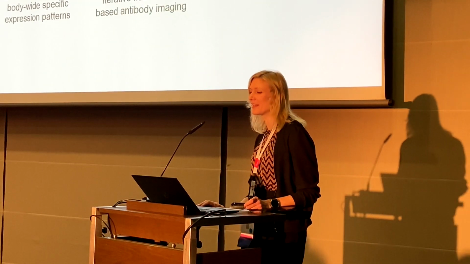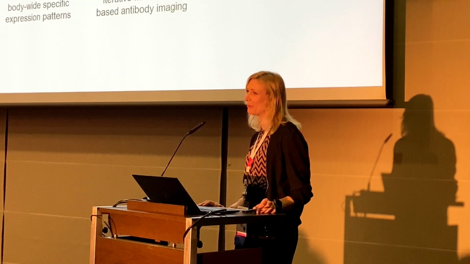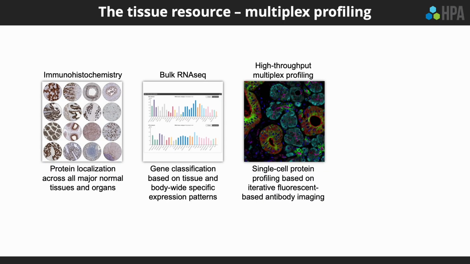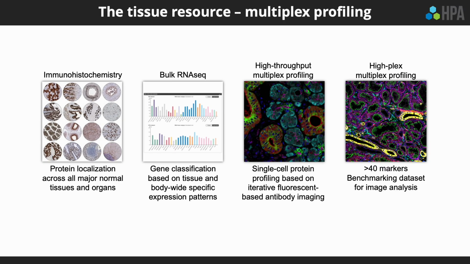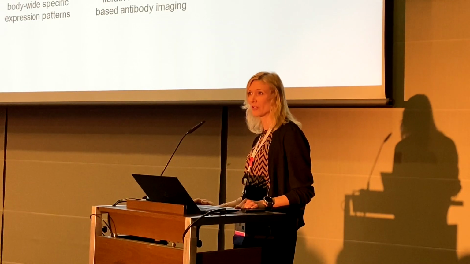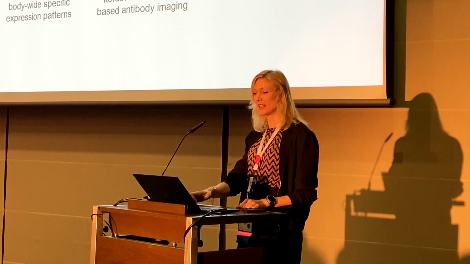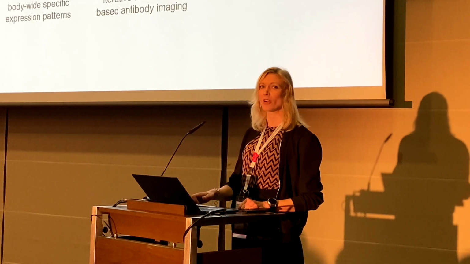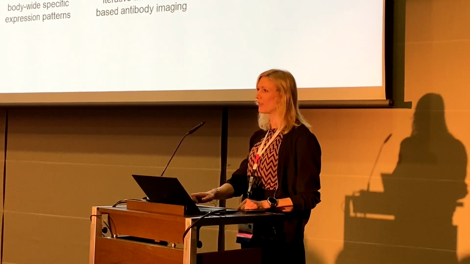But now we want to go one step further and go more into detail in different cell types and organs. So the way we do that is that we have built a high-throughput multiplex profiling workflow, and there we look at single-cell protein profiling using an iterative fluorescent-based, antibody-based imaging workflow. And we're also adding data from high-plex multiplex profiling, where we used more than 40 different markers that can be used as a benchmarking data set for image analysis. And this part you can find as part of the dictionary, where you can learn more about the different tissues and organs.